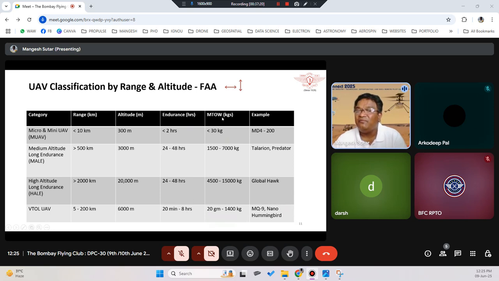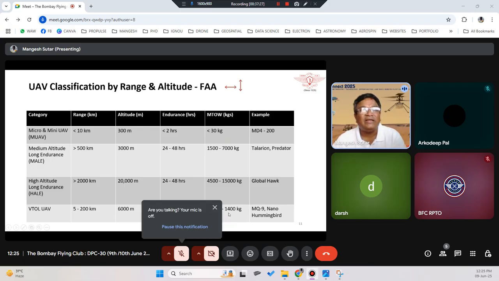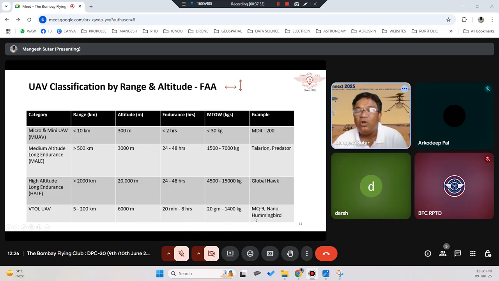And then the maximum weight, depending upon the size, can be 20 grams or a maximum of 1400 kilograms for drones. It can be MQ-9 or nano hummingbirds. Hummingbirds are very small drones which are used for spying activities. That's why you can see they can be around 20, 40, 50 or a maximum of 100 grams also.